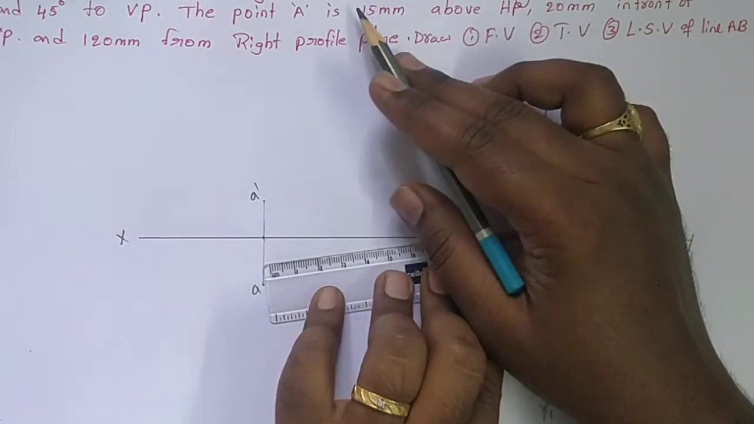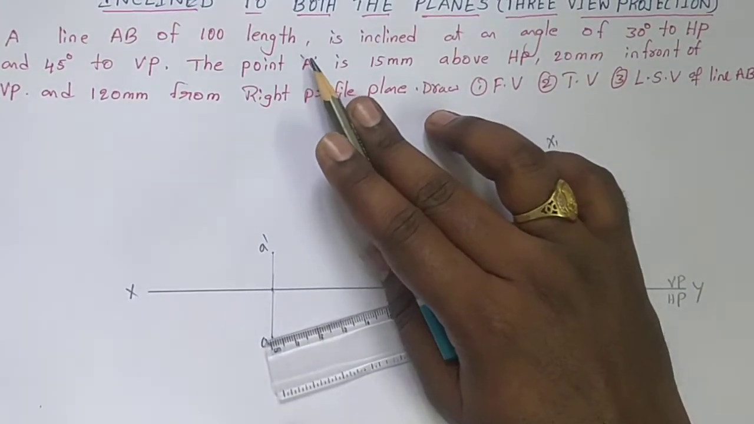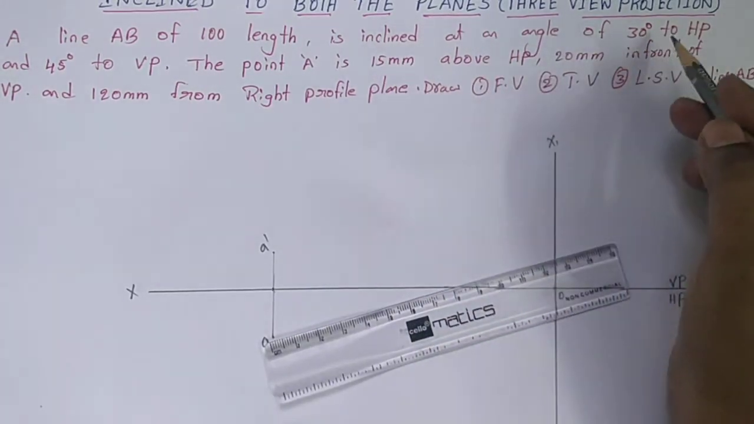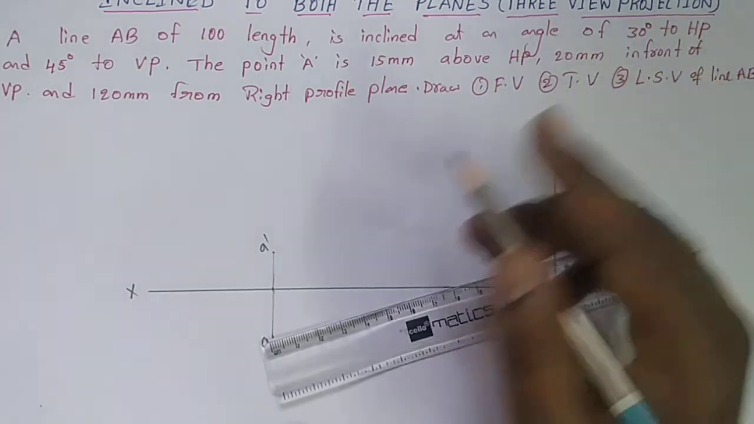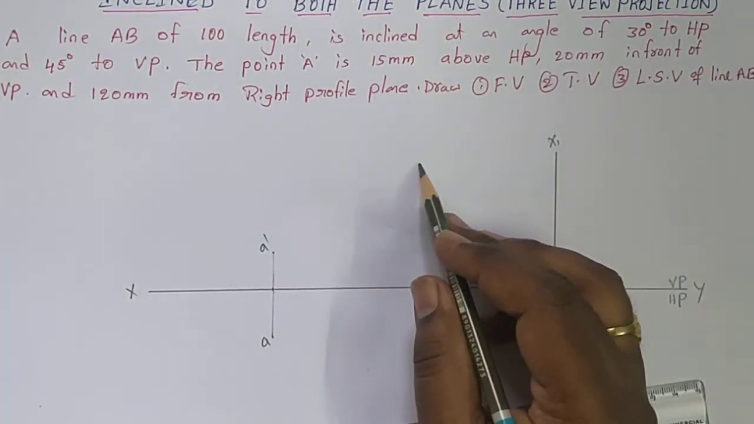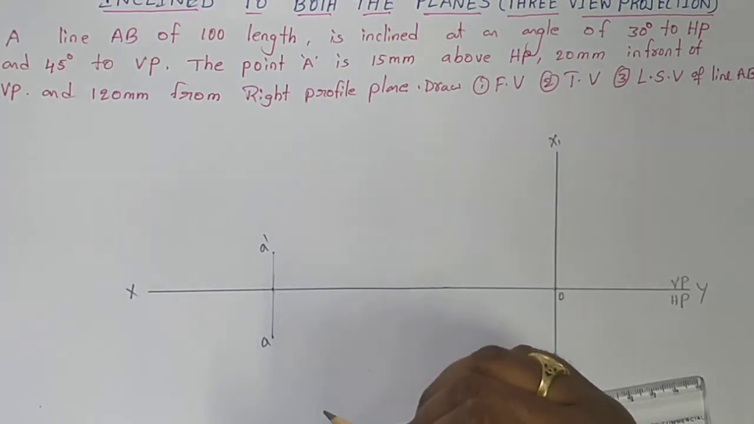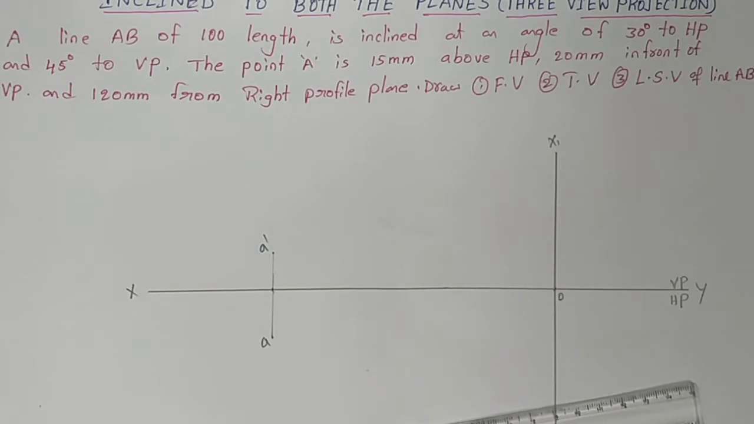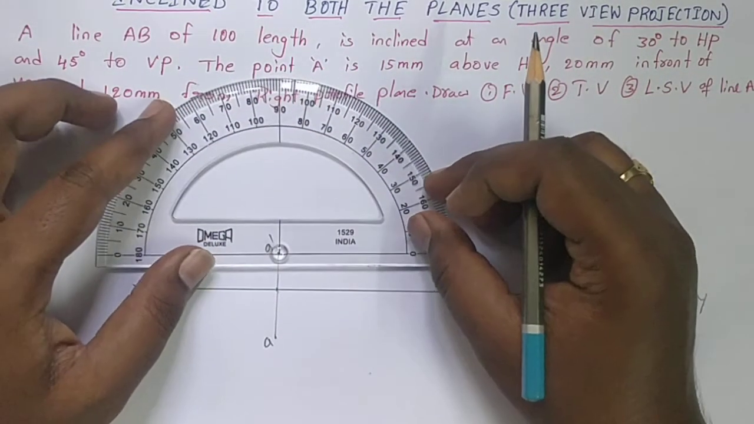Next, draw line AB with length 100 mm, inclined at an angle of 30 degrees to HP and 45 degrees to VP. So from A dash draw the line inclined at 30 degrees to HP, and from A draw the line at 45 degrees to VP. First, by using a protractor, draw the 30 degrees line.